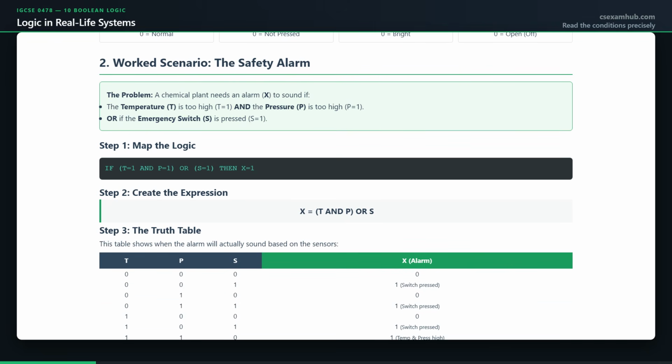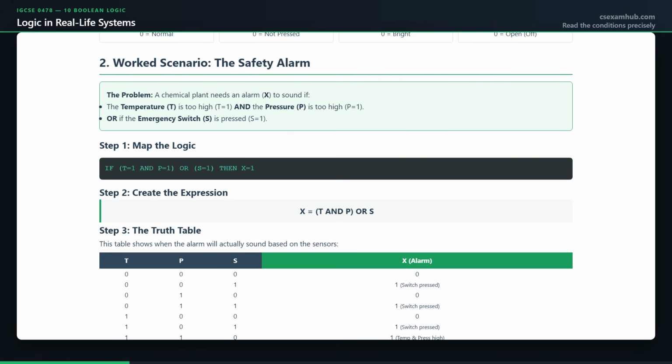Here is the scenario. A chemical plant needs an alarm, which we will call X, to sound in either of two situations. First, if the temperature is too high and at the same time the pressure is too high. Second, if somebody presses the emergency switch. Read that carefully because the whole answer depends on two small words. Temperature and pressure are joined by the word and. Both of those must be true together for that first condition to trigger.